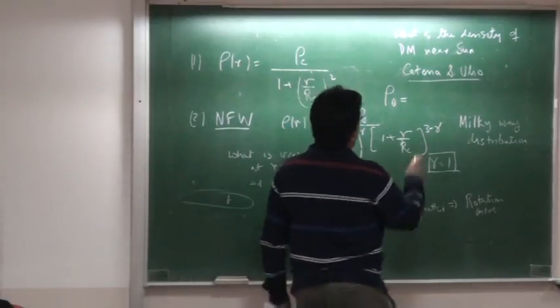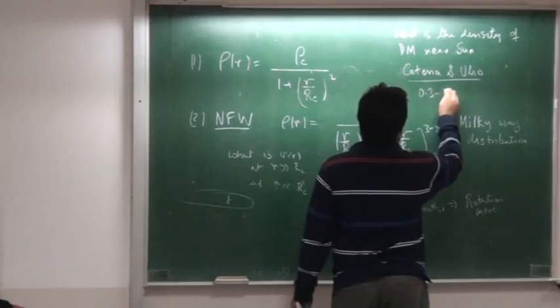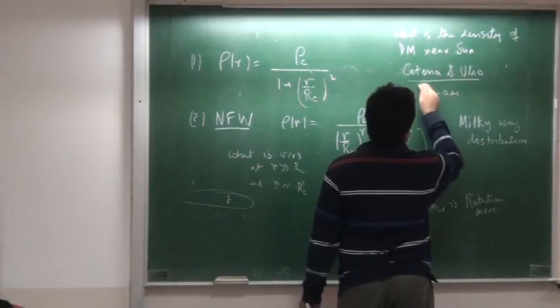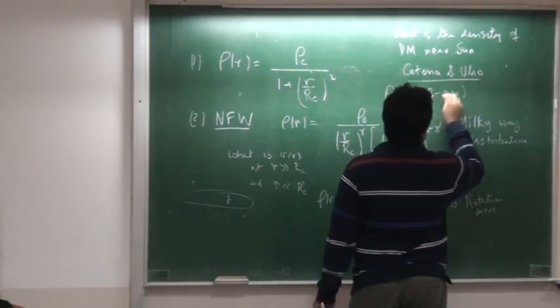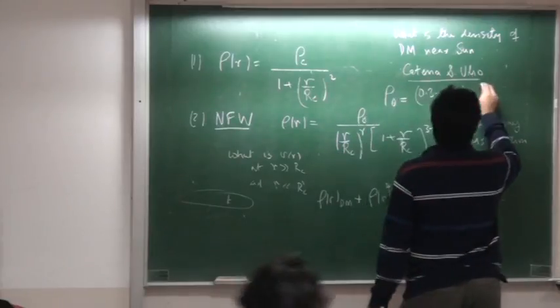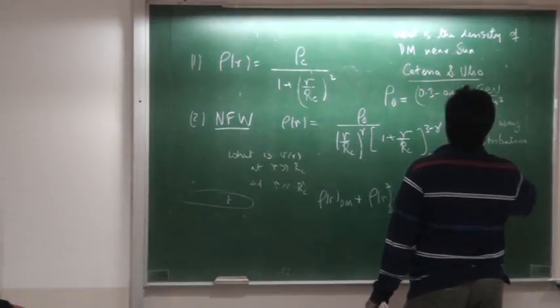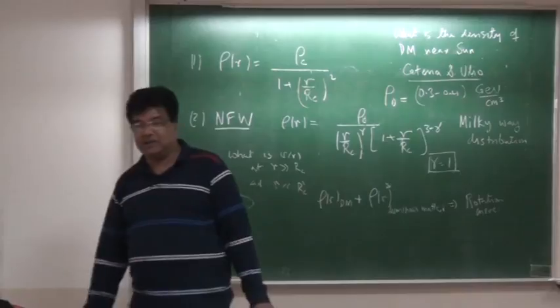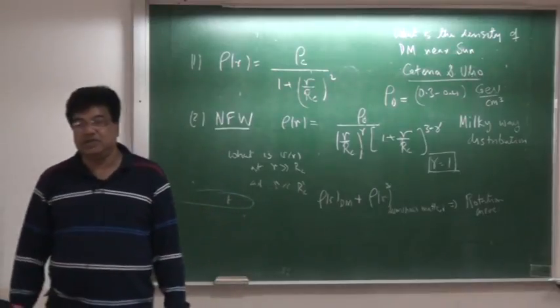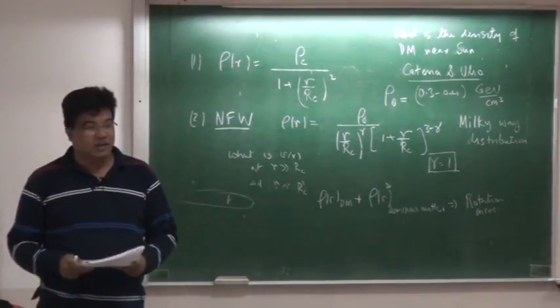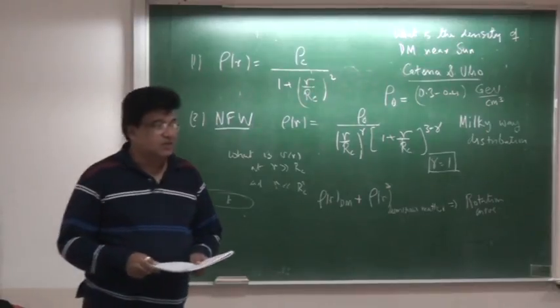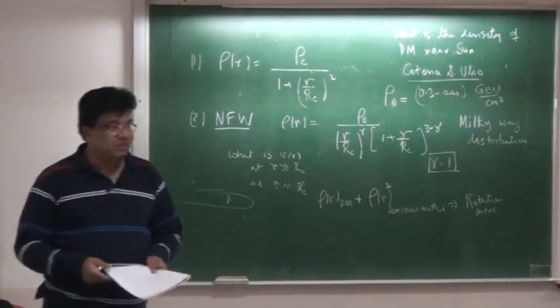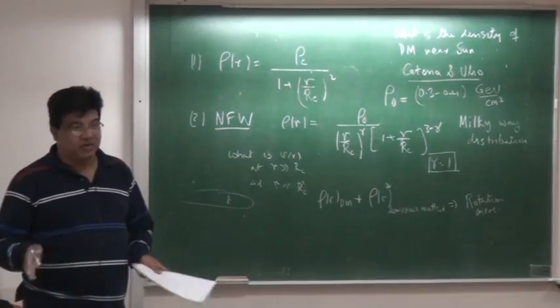So this is something like 0.3 to 0.4 GeV per cubic centimeter. So basically, the proton mass is how many GeV? Nearly 1 GeV. So there is about 1/3 of a proton per cubic centimeter of dark matter everywhere.